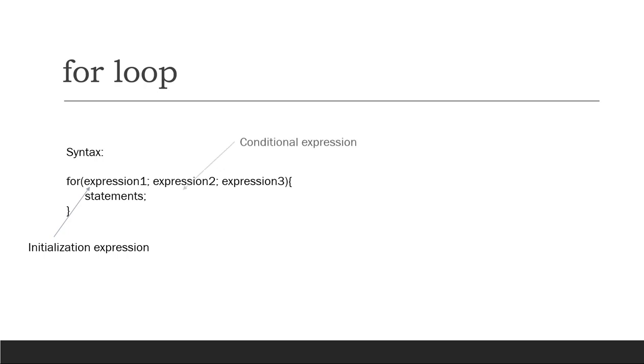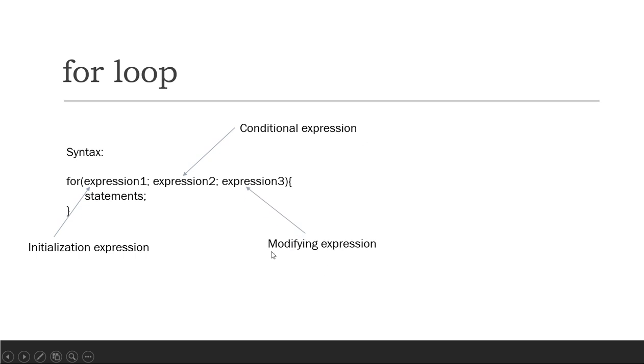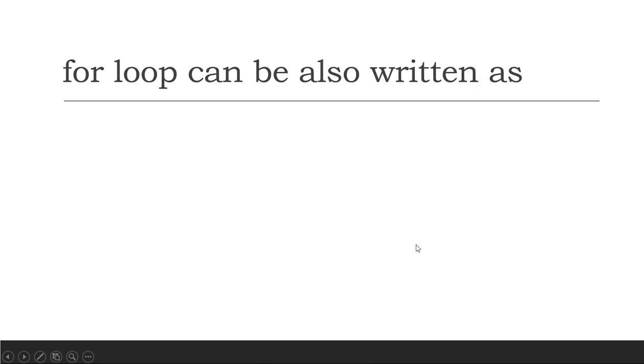So basically, this is what we have understood. This is the initialization statement, this is the conditional expression, and the third one is the modifying expression, right? So let us see whether the for loop can also be written some other way.